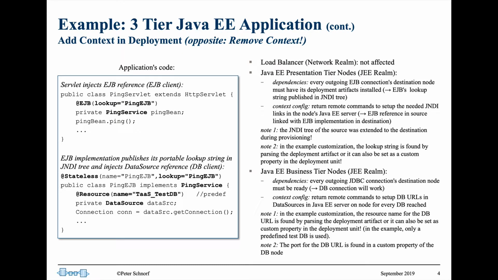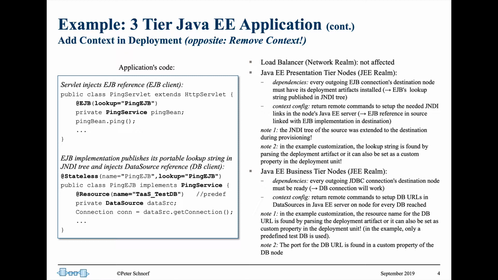In the Java EE business tier nodes, the dependencies relate to the database. So every outgoing JDBC connection's destination node must be ready so that the database connection will work. And the work that has to be done during context configuration is again handled with remote commands that actually set up the database URLs in the data sources in the Java EE server on the node for every database reached.